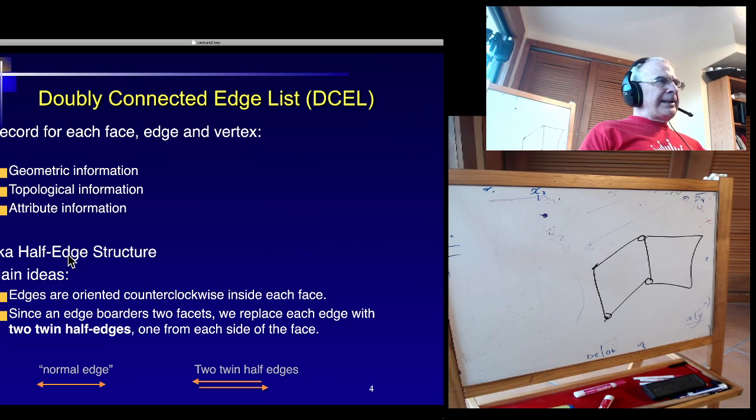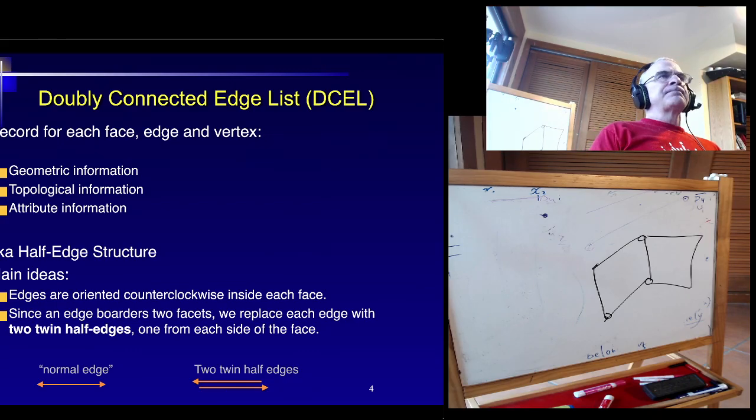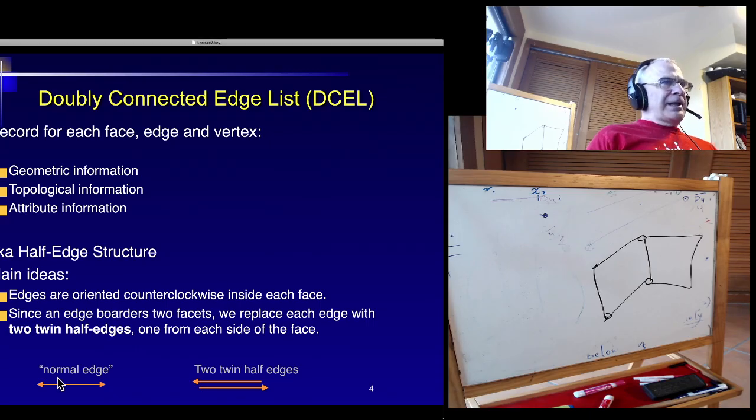So what is the idea of the half-edge? I'll think about a normal edge that connects two vertices, and I'll break it into two twin half-edges. One goes in this direction, another one goes in the opposite direction. Sounds strange. We'll see in a second how it looks. Okay. So instead of one edge, I'll keep two half-edges.